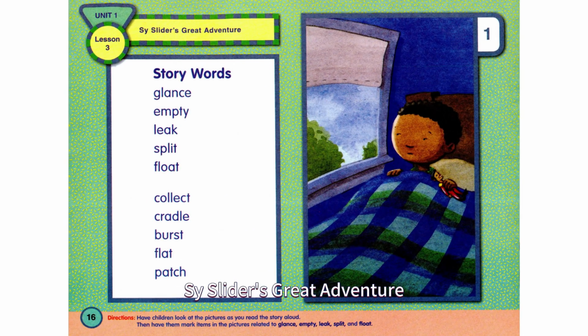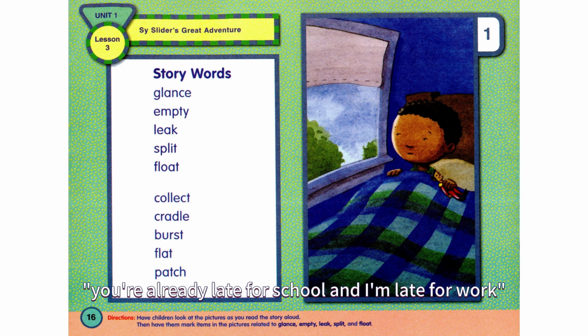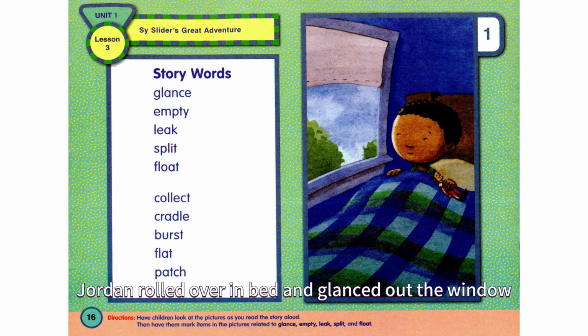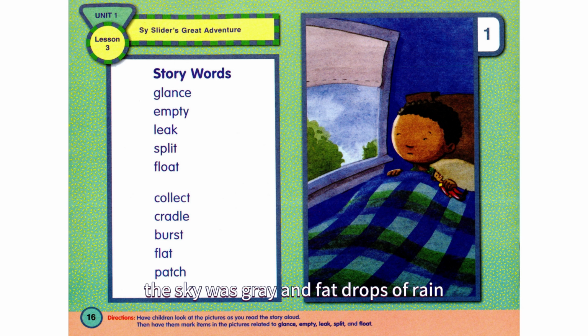Cy Slider's Great Adventure. "Hurry up, Jordan. You're already late for school, and I'm late for work," Mom yelled from downstairs in the kitchen. Jordan rolled over in bed and glanced out the window. The sky was gray and fat drops of rain fell in puddles on the sidewalk. Jordan didn't like getting out of bed on days like these.